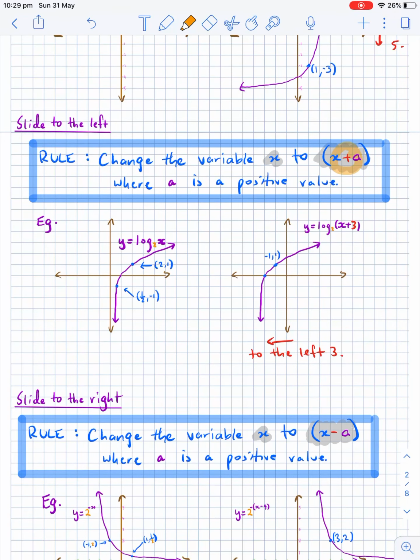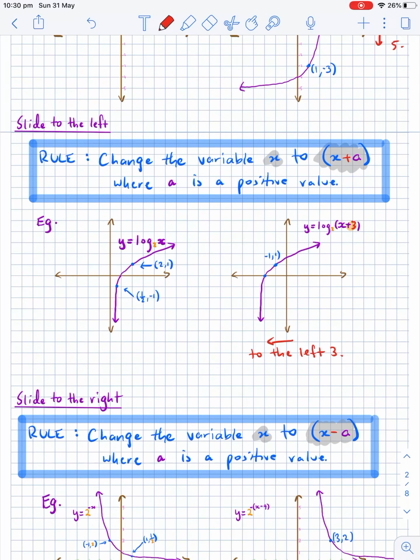Really important that when you've got a plus in there, it's going to be going to the left, where a is some sort of positive value. So for example, here's my function y equals log base 2 of x. If I change my x to, say, x plus 3, that 3 is saying slide to the left by 3. So what I've done is I've grabbed this line and literally pushed it to the left by 3 squares, and I get something that looks like this. Very similar, it's just moved to the left.